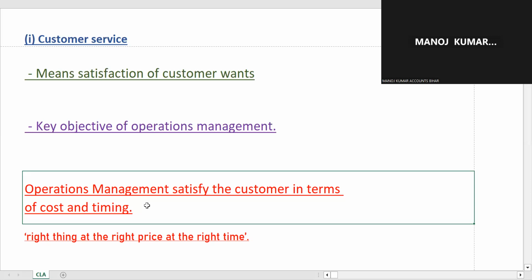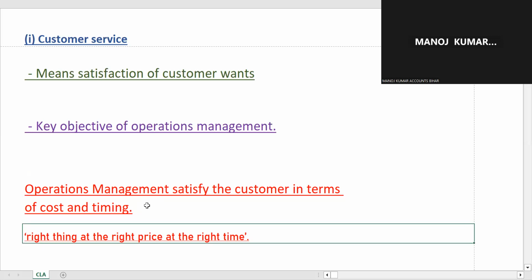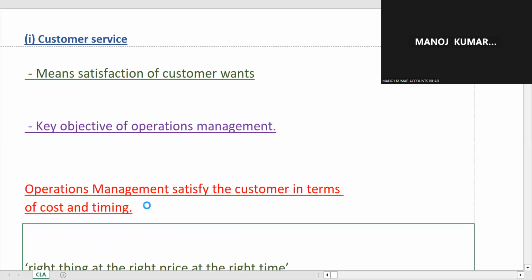And in many cases we can wait. Timing is such that it is flexible, you can wait for some time. In normal cases, if today there are 5 people, what do we do? We don't change the barber immediately. Okay, we go back, then we come next time, right? So operations management satisfies the customer in terms of cost and timing.